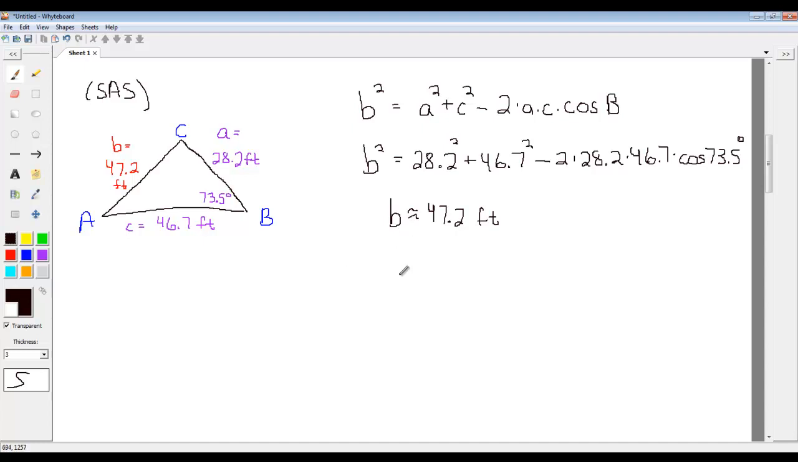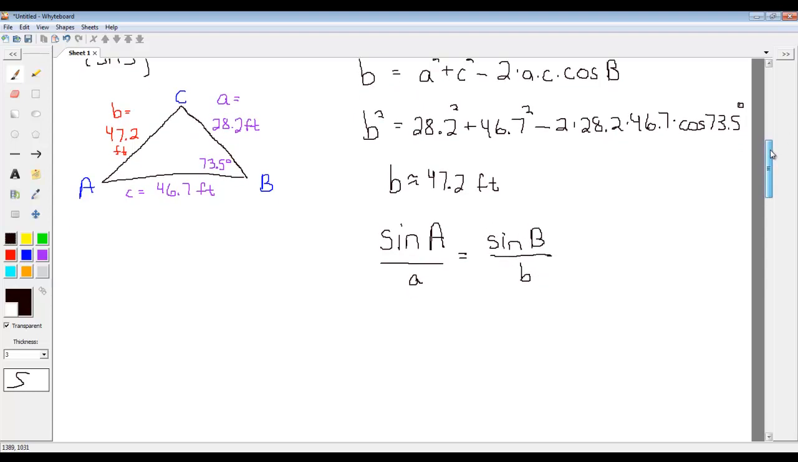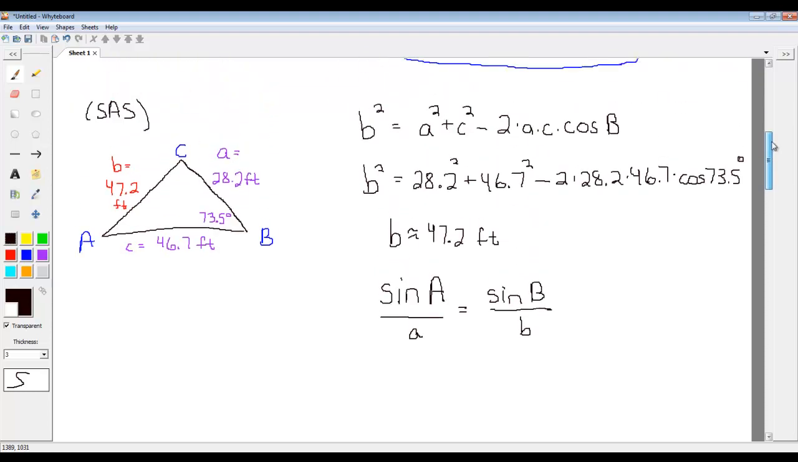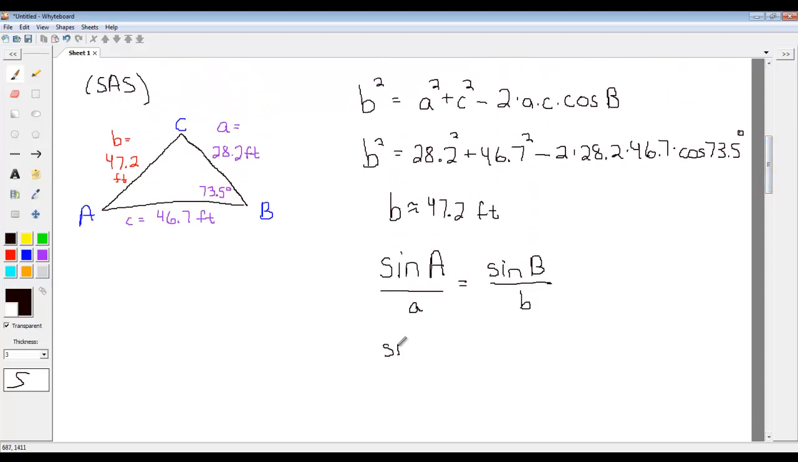Alright, so let's do this. Let's use law of sines. We can say that the sine of angle A over side A is going to equal the sine of angle B over side B, because we know side B. And then this will find the smallest angle for us. So sine of A over side A, 28.2 feet, is going to equal the sine of 73.5 degrees over the 47.2 feet.